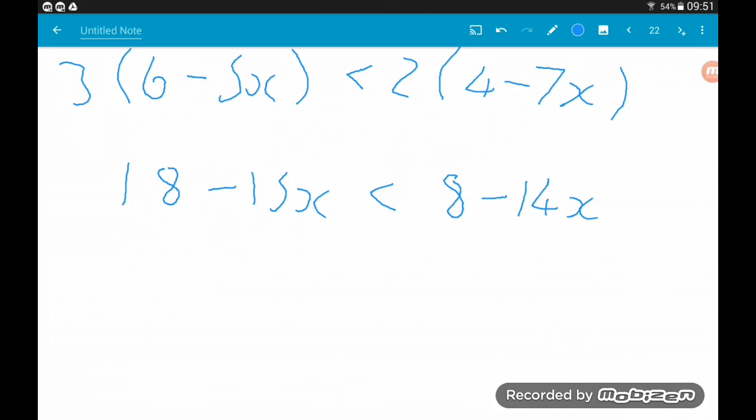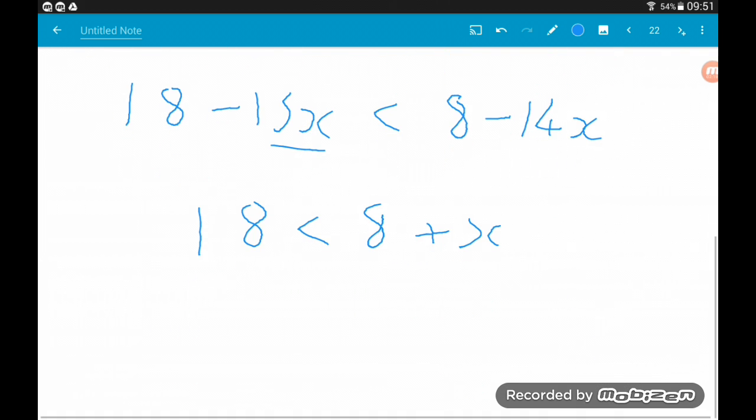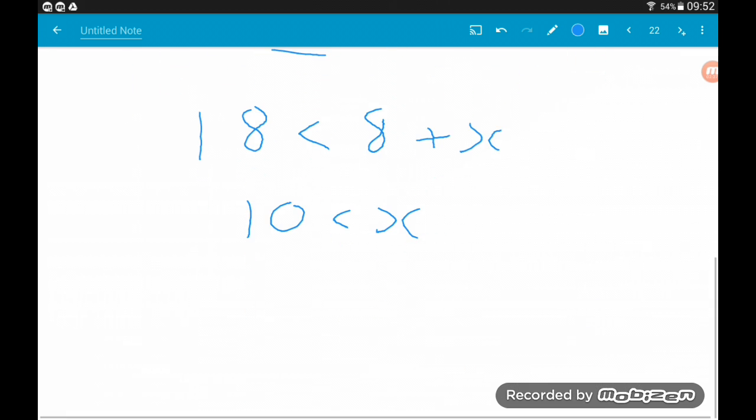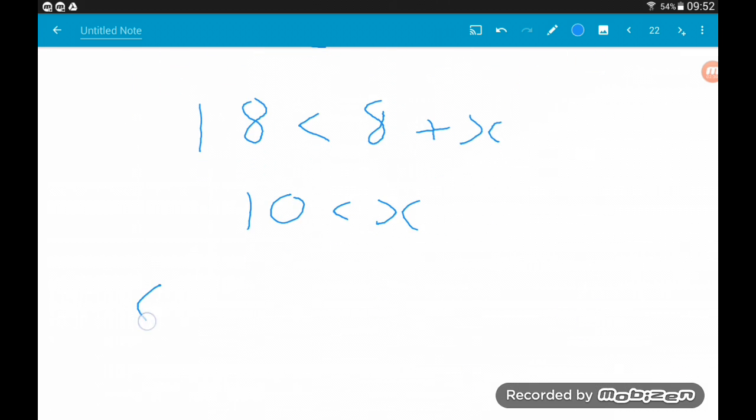Okay, so now I'm going to add 15x to both sides, so 18 is less than 8 plus x. Take away the 8, we get 10 is less than x, or x is greater than 10. In set notation, x is such that x is greater than 10.